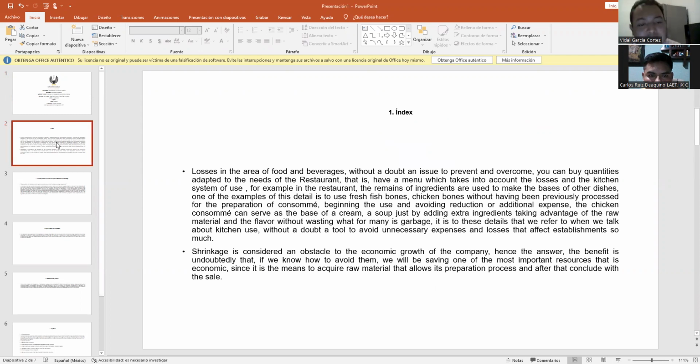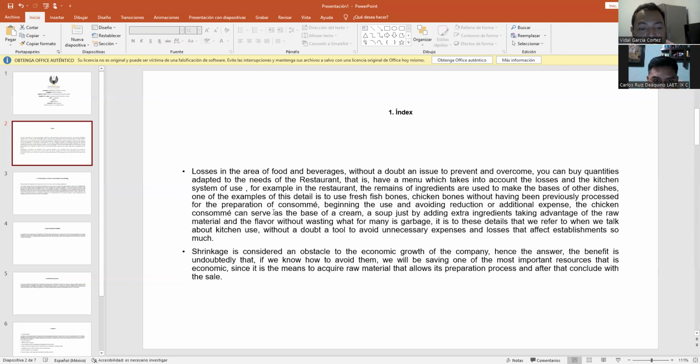Index. Losses in the area of food and beverages are without doubt an issue to prevent and overcome. You can buy quantities adapted to the needs of the restaurant. That is, have a menu which takes into account the losses and the kitchen system of use. For example, in the restaurant, the remains of ingredients are used to make the base of other dishes. One of the examples of this detail is to use fresh fish bones, chicken bones without having been previously processed.